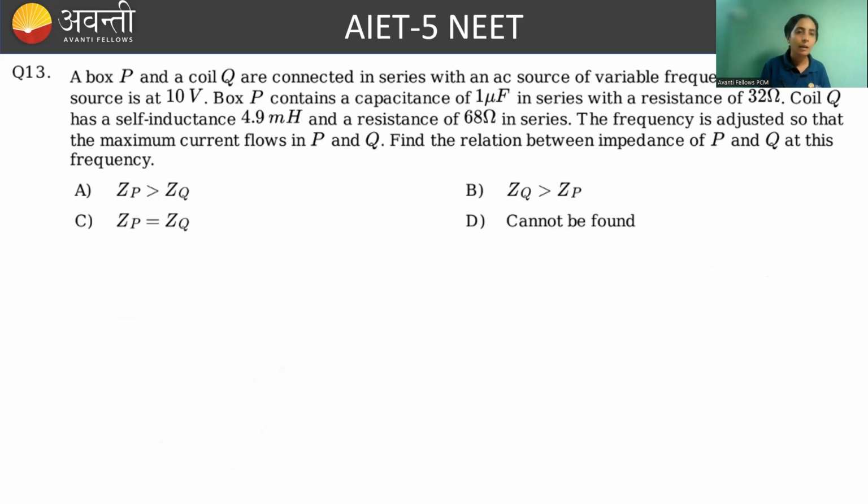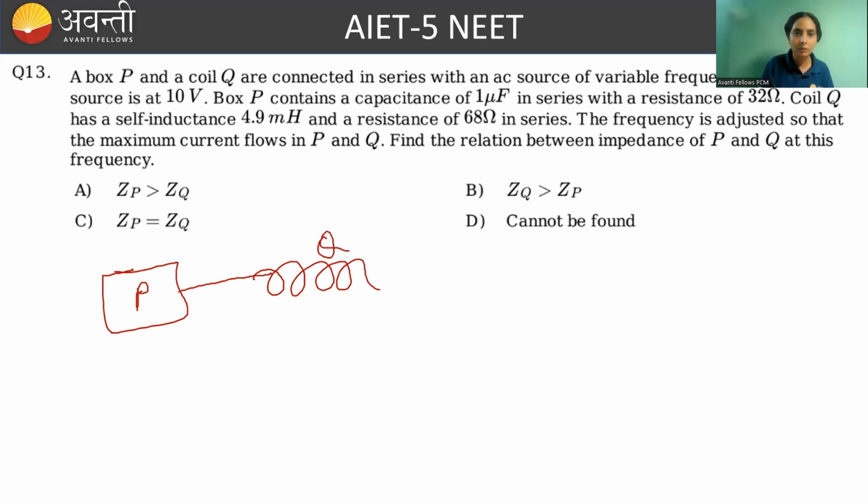Let's read it. A box P and coil Q. There is a box P. So आप box P बना लो. And there is a coil Q. Coil Q you will make like this. Coil Q. Done. They are connected in series. So they are connected in series with an AC source of variable frequency. AC source of variable frequency. The EMF of source is at 10 volt. Its EMF is 10 volt.